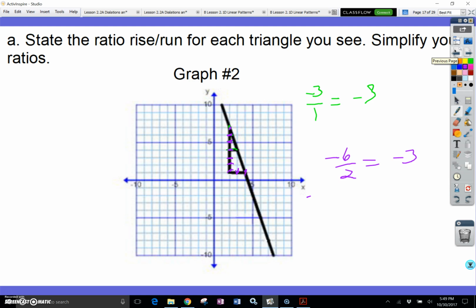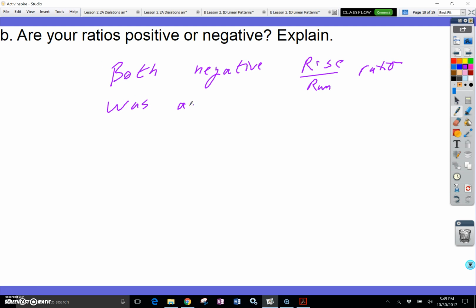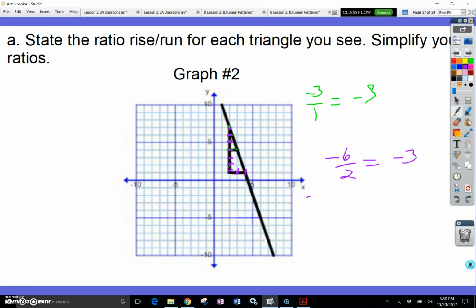So if you look, you can compare the two graphs. They both have the same exact steepness. So are your ratios positive or negative? They're both negative. Now the reason why is because my rise over run ratio was a negative fraction, and that's because I went down and then to the right. When you go down and to the right, it's negative. So I went down negative 3 over positive 1, or I go down negative 6 and to the right 2.